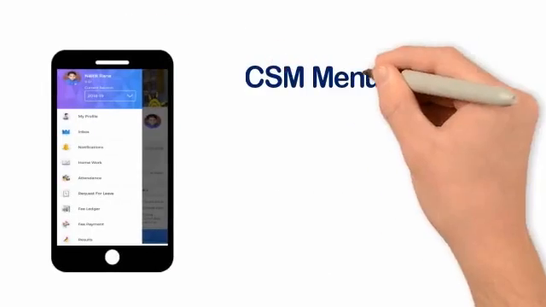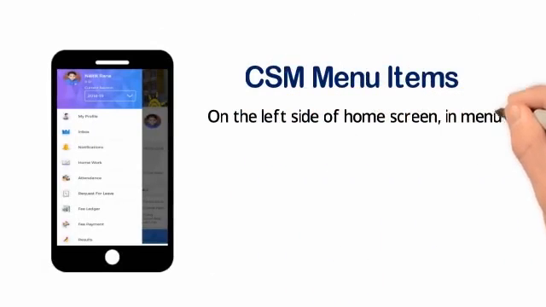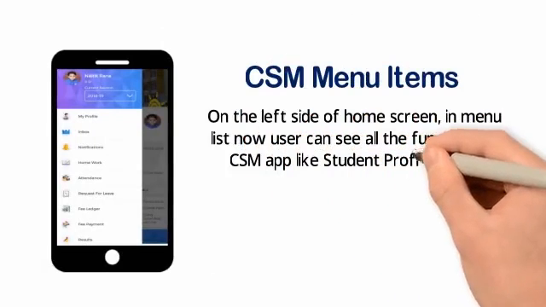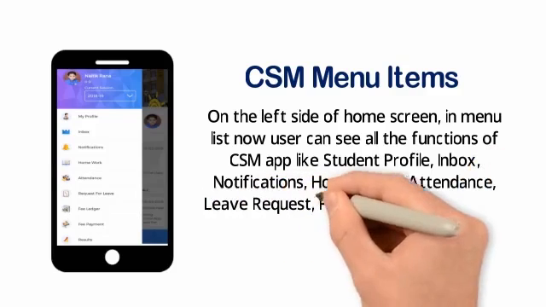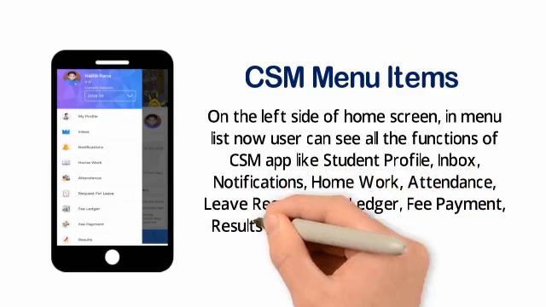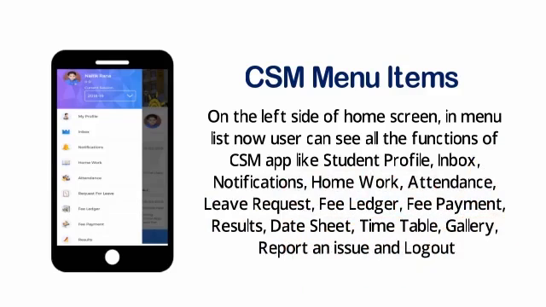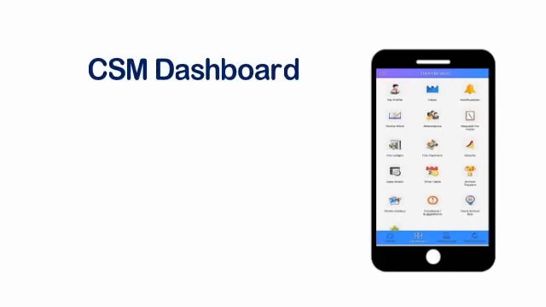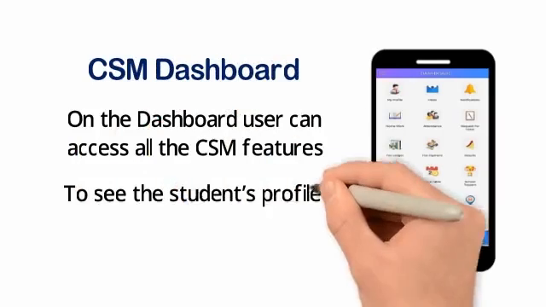We have different CSM menu items on the left side of the home screen where the user can see all the functions of the CSM app like student profile, inbox, notifications, homework, attendance, leave request, fee ledger, fee payment, results, date sheet, timetable, gallery, report an issue and logout. On the CSM dashboard, the user can access all CSM features, and to see the student's profile, tap on My Profile icon.